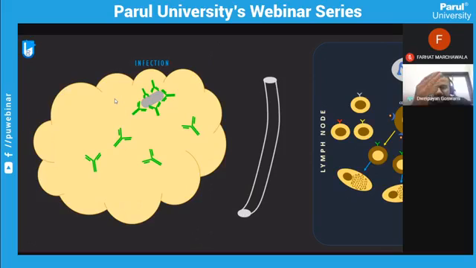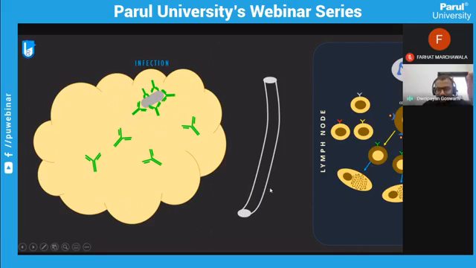Similarly, these macrophages and neutrophils would like to have the bacteria surrounded by the antibody, and only if the bacteria is surrounded by the antibody does it become very tasty for them. Once the bacteria is surrounded by these antibodies, the rate of phagocytosis will increase up to 50 times.